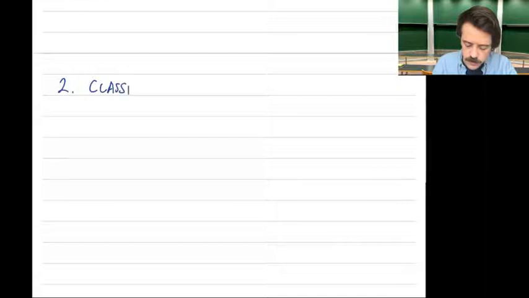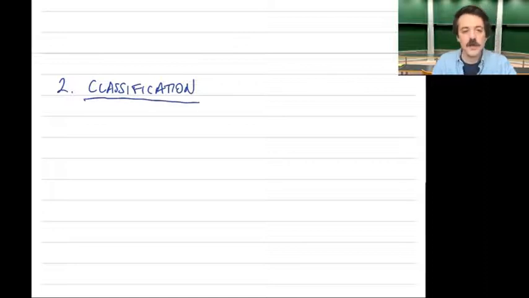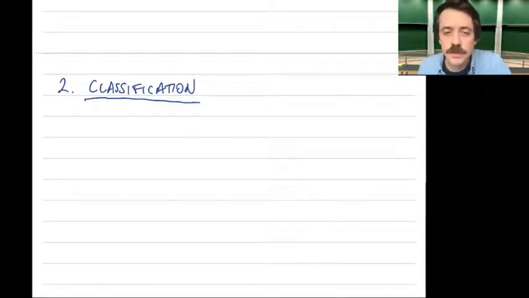Right. So classification. We will discuss this in a bit, but it is a special case of regression. And the idea is that rather than assigning a certain real value to the covariates, what we're going to assign is a category, a class, okay?